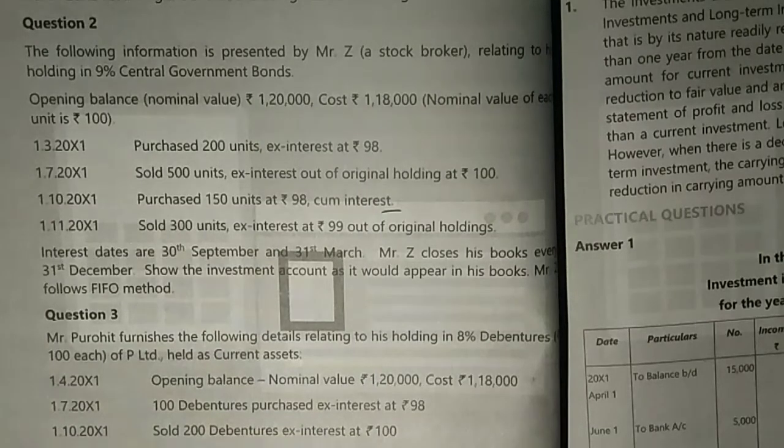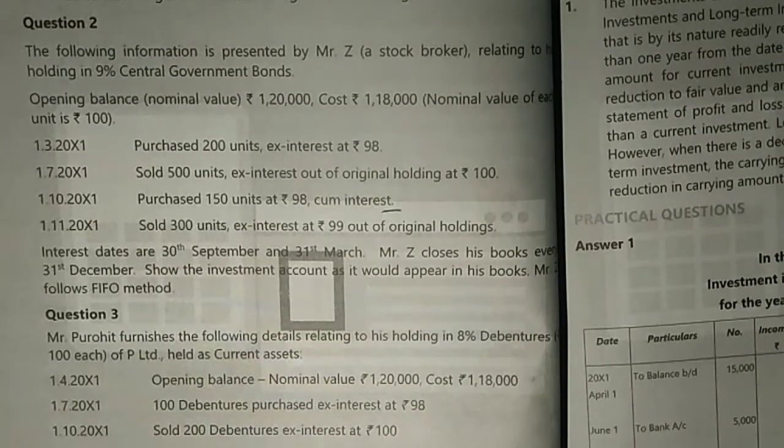The opening balance has a nominal value of 1,20,000, which you write in the nominal column. The cost is 1,18,000, which you write in the cost column. In this question, they have given the opening balance, and the due date and the year end are not equal. So you need to write the interest accrued in the opening and closing balance.